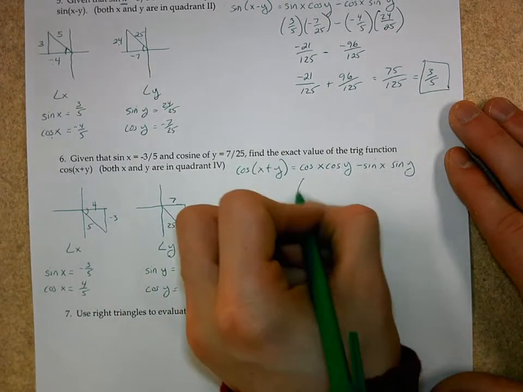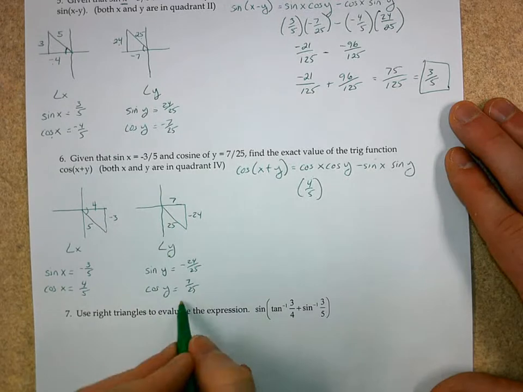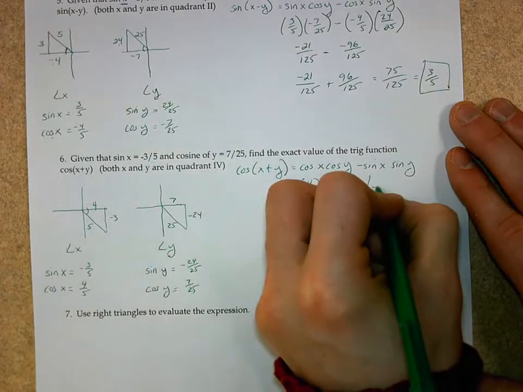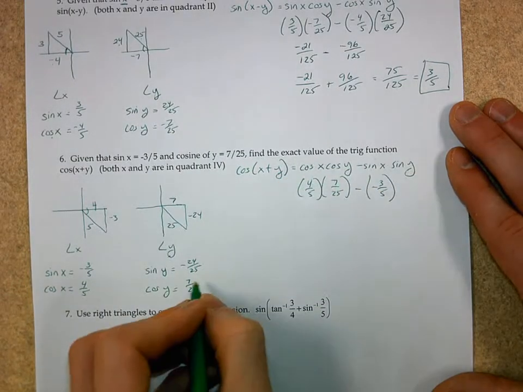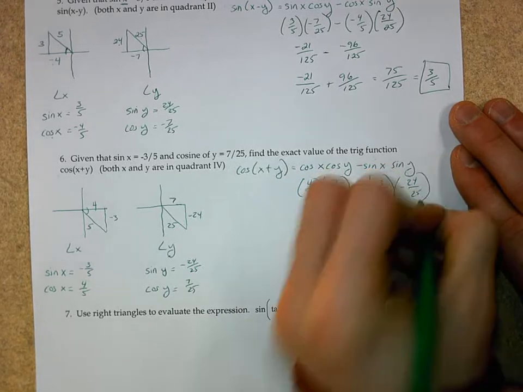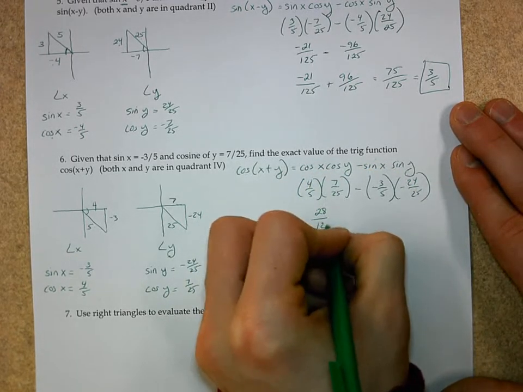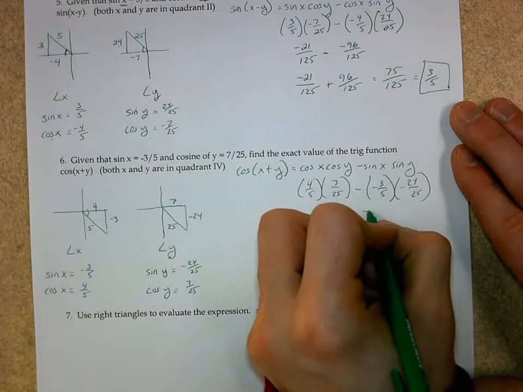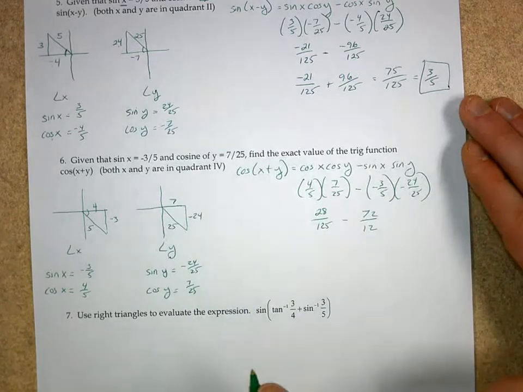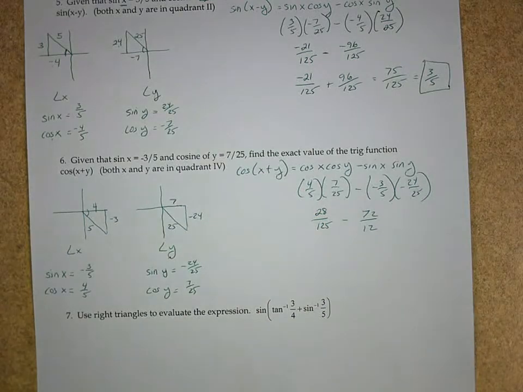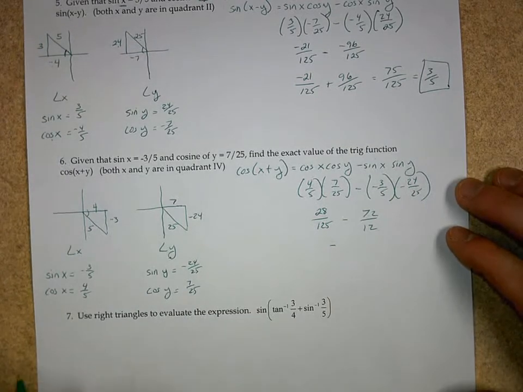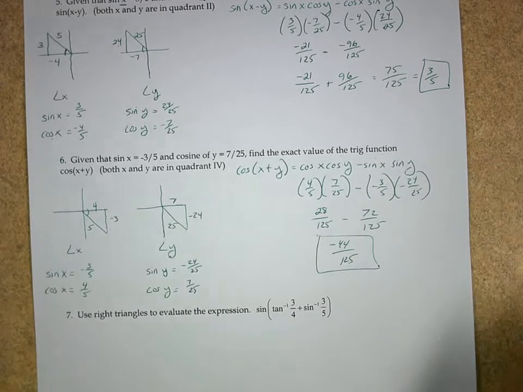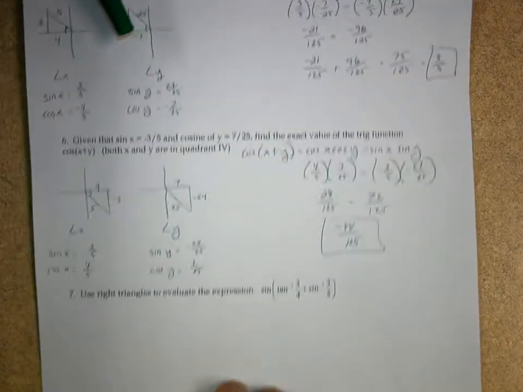And then we'll plug in these values. The cosine of x, we said was 4/5. The cosine of y, we said was 7/25. Sine of x, we said was negative 3/5. And then sine of y, we said was negative 24/25. So 28 over 125 minus a 72 over 125, which ends up giving us a negative 44 over 125.